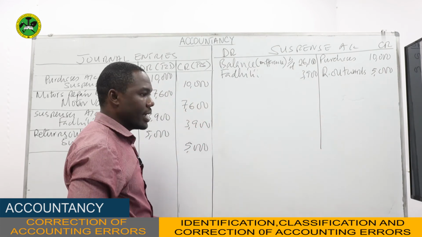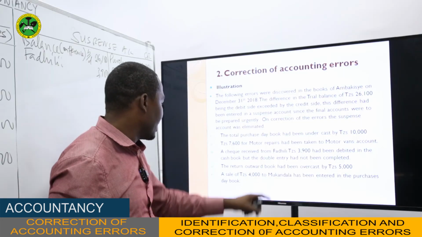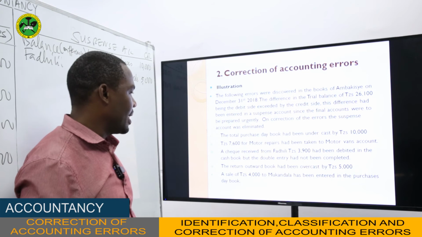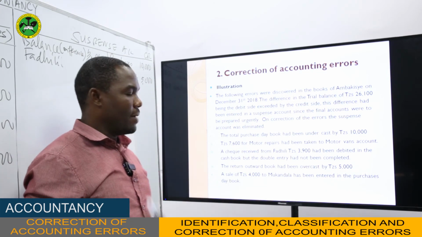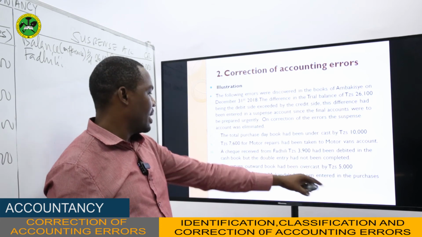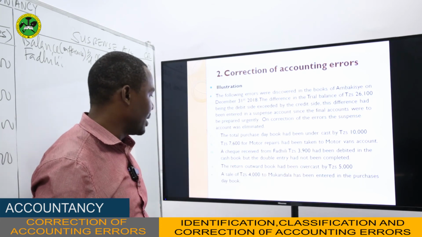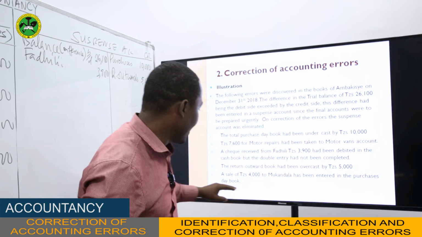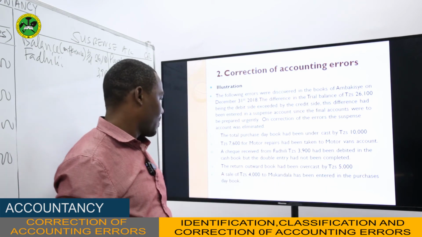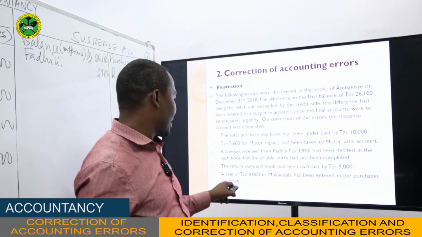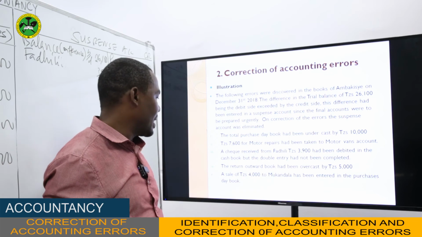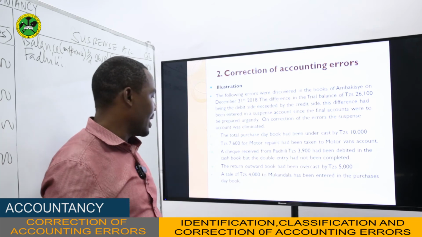Okay, the next item was a sale of TZS 4,000 to Mukandara that has been entered in the purchases daybook. Entered in the purchases daybook means this transaction was recognized as a purchase of goods for resale. So it was debited to purchases account and credited to Mukandara. Definitely Mukandara is our debtor, but was recognized as a creditor.